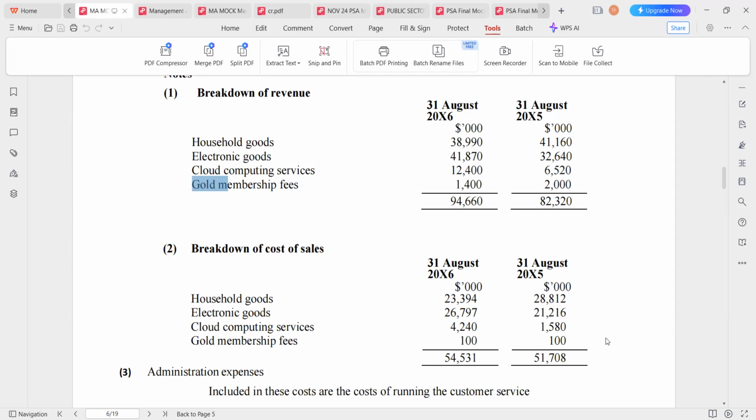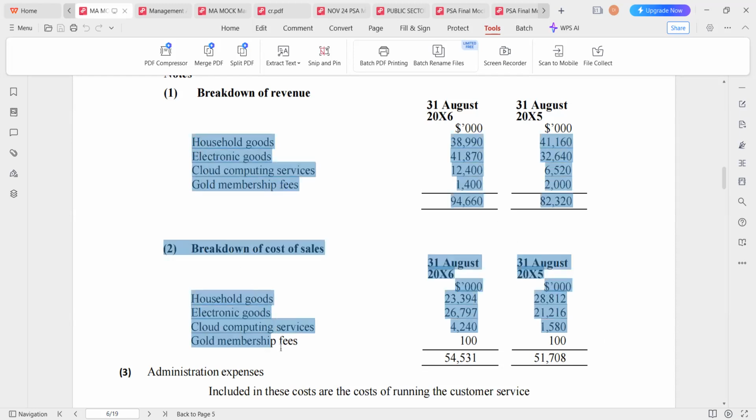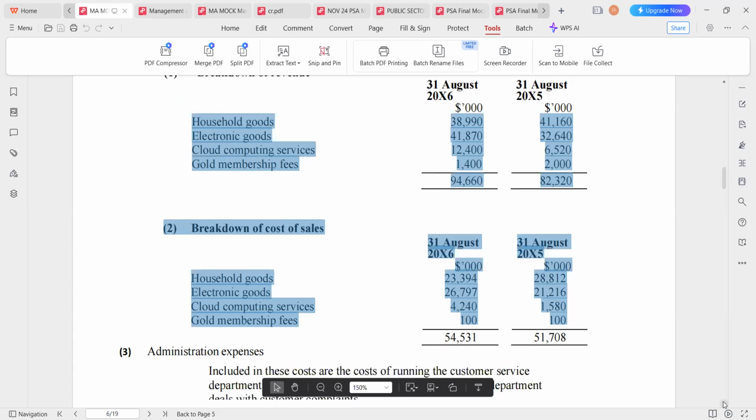Yes, fully. So on that note, you are done calculating for all of them. So you combine the revenue breakdown and cost of sales breakdown, so you can calculate the gross profit.